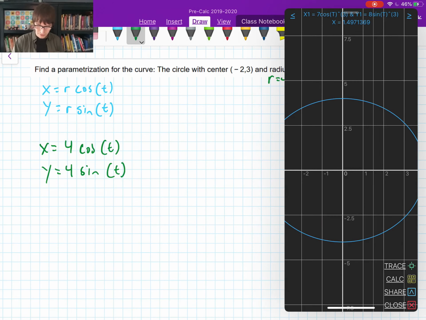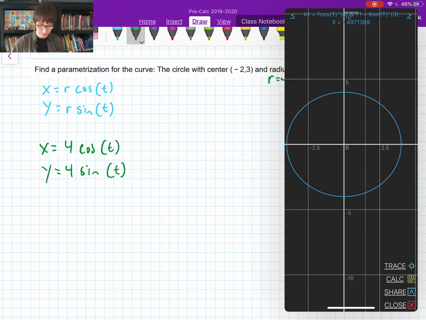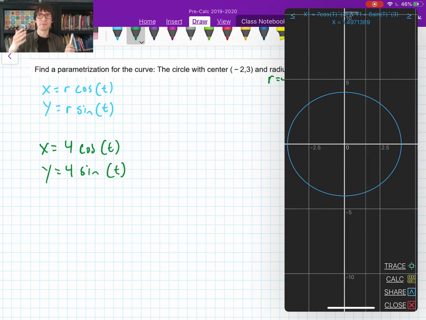We want to move this circle so that the center will not be 0, 0, but it'll be -2, 3. This is where, remember how we did transformations? Think about it yourself. Can you find a way to do a transformation to make this happen? How can we transform x and transform y? Before I tell you, do you have an idea of how we can transform x and transform y to move the center?